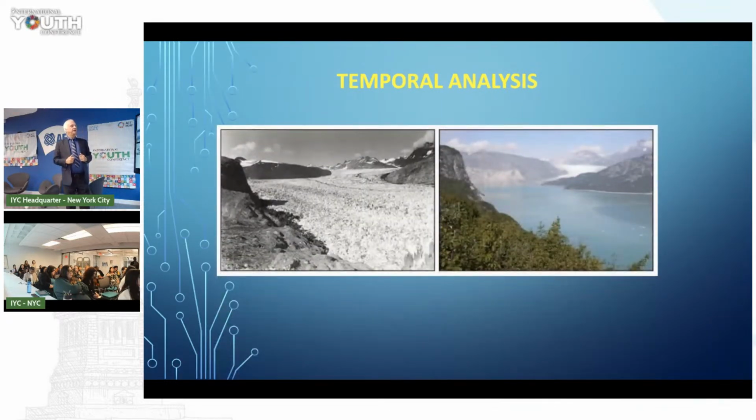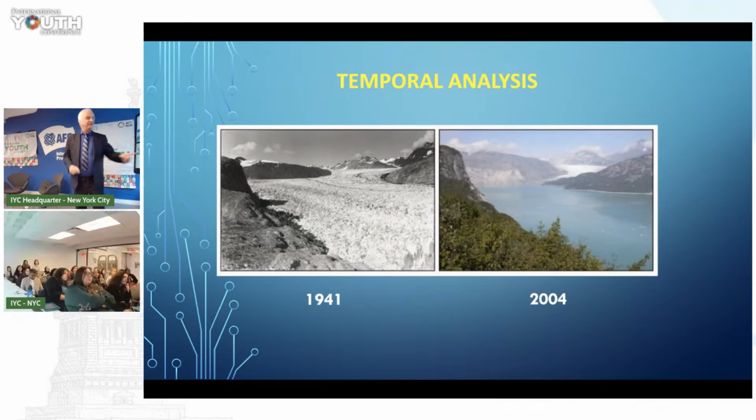Again. So for temporal analysis, here's a scene from a video made in 1941. Okay, this is a glacier, a very healthy, thick glacier in Alaska. In 1941, you see the whole area here is frozen. And then when we compare it to another video of the same site made in 2004, we can see that almost all the ice is gone.